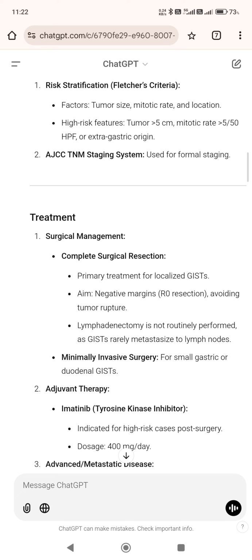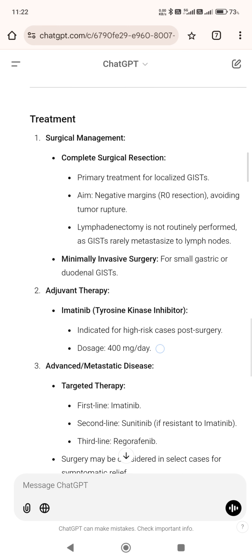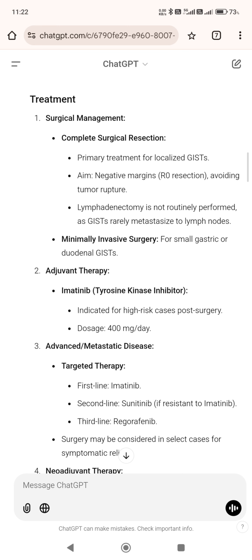Treatment. 1. Surgical management. Complete surgical resection is the primary treatment for localized GISTs. Aim: negative margins, R0 resection, avoiding tumor rupture. Lymphadenectomy is not routinely performed, as GISTs rarely metastasize to lymph nodes. Minimally invasive surgery can be used for small gastric or duodenal GISTs.